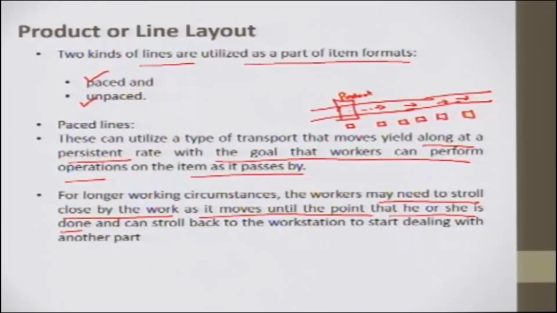So what happens, as the work is fixed here, we cannot take off this product from the conveyor belt. So if some operation has to be done here, that is to be done by worker 1 only. If worker 1 has to do this operation, he has to move here or stroll here to do this operation with worker 5 and then again come back to his position. So then he can stroll back to his own position, home workstation, to start dealing with another part here. This is paced flow line.